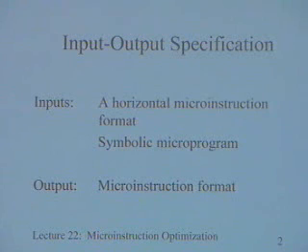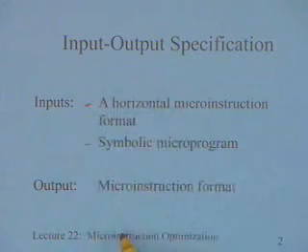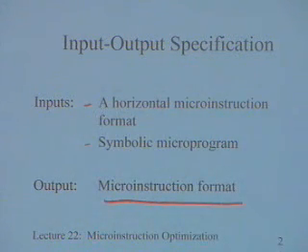Typically this will be a more complex problem because the number of microinstructions, or the number of states in the machine, is going to be fairly large. So these are the two inputs, and starting from these two inputs, the output that we need to generate is a microinstruction format, which essentially says how many fields, what is the width of the fields, and which control signals are assigned to which field. So this is what the microinstruction format specifies, and that is the output.